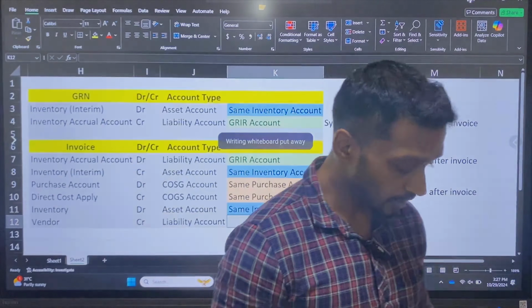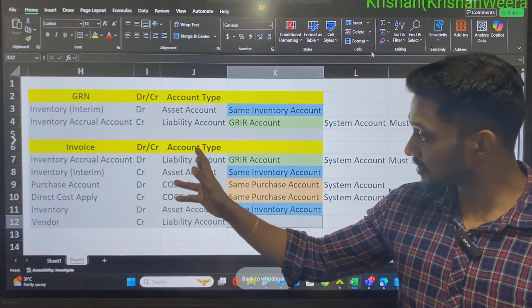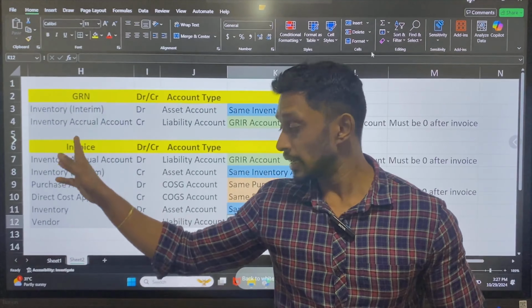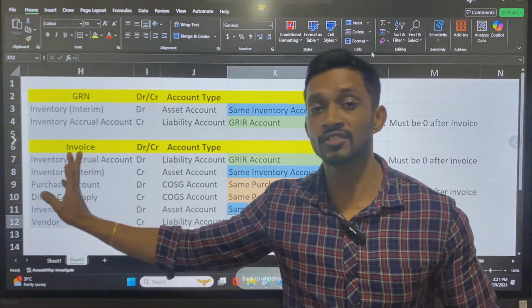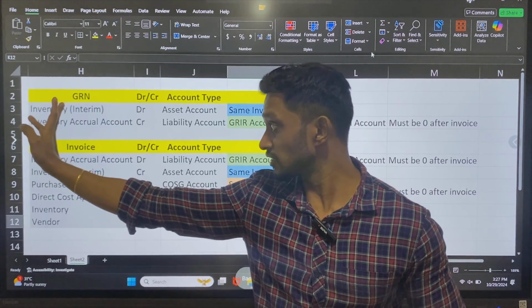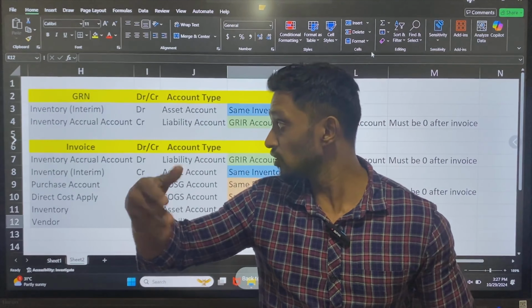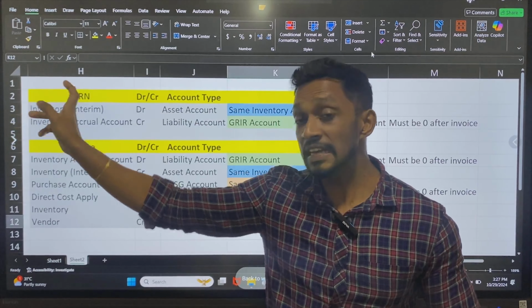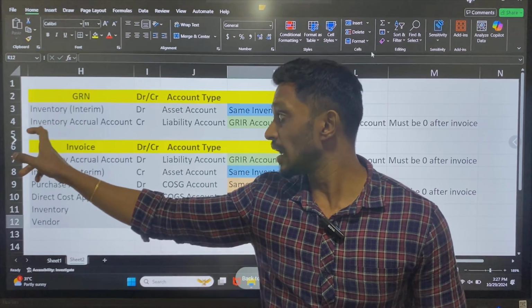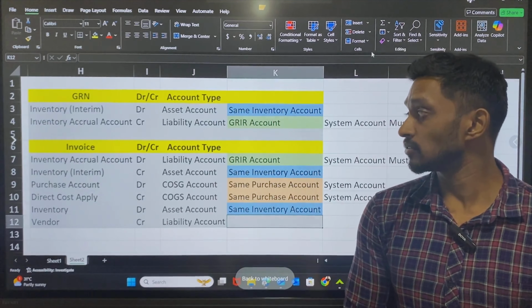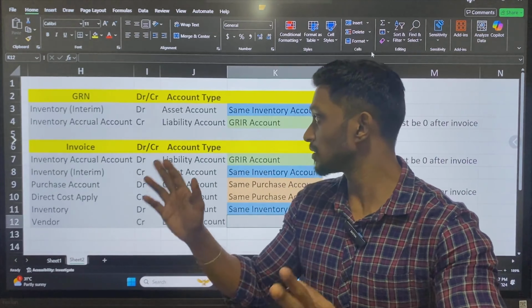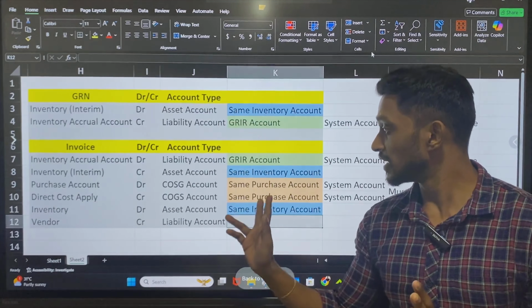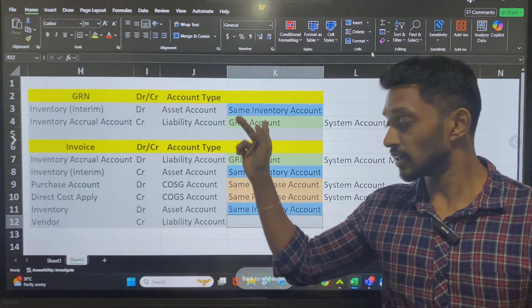Before we go to that, I'll show you Excel, where I recorded the system GL entries when posting GRN and invoices separately. If you GRN first, which means after the PO, the inventory interim account gets debit as well as the inventory accrual account gets credit. I'll explain with the system examples. Until then, I'm not going to discuss these points.